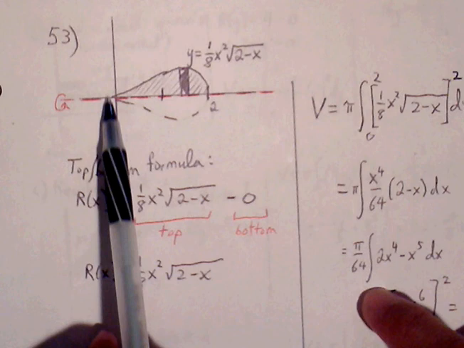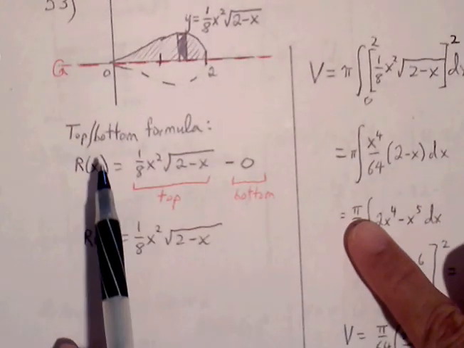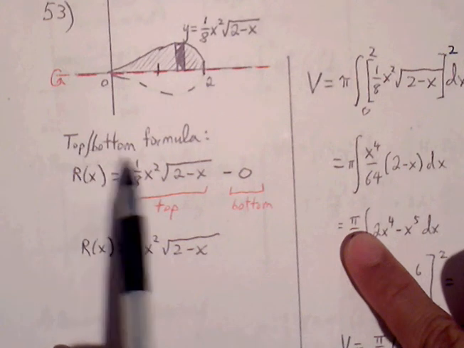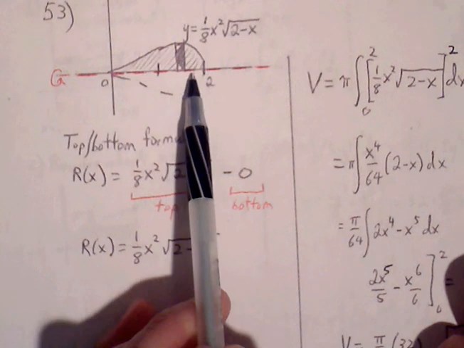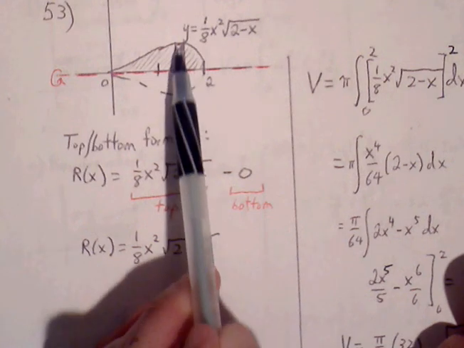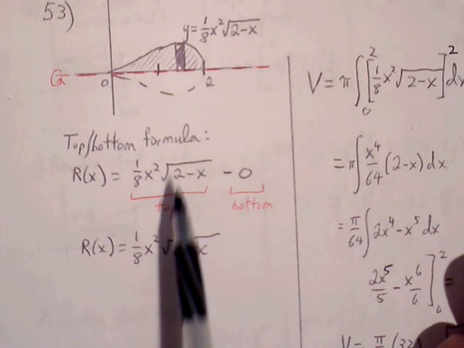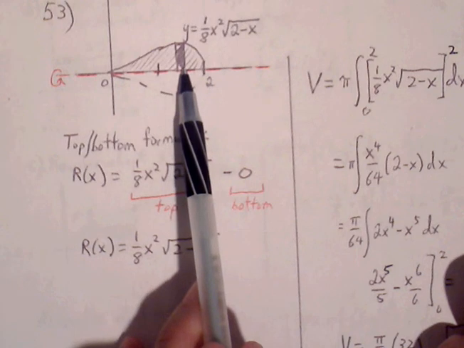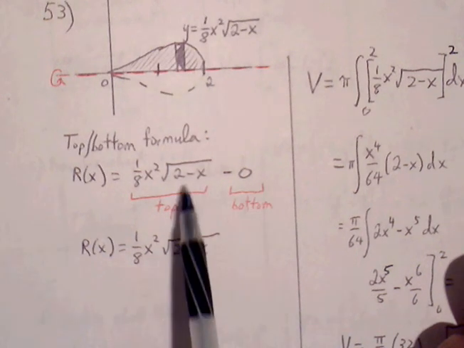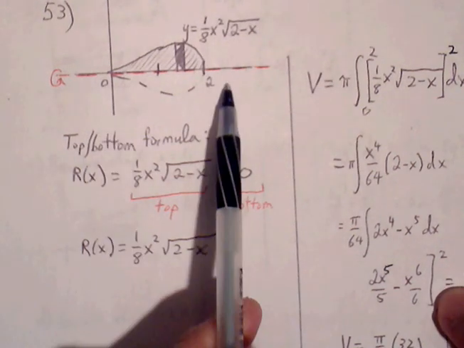And so we know we have to go through top minus bottom formula, because if we're starting on the axis and we're drawing to the curve, we're drawing a vertical radius. So we do top minus bottom. The top of the radius is hitting the curve, which is 1/8 x squared, square root of 2 minus x. The bottom of the radius is hitting 0. So we simplify that to be simply 1/8 x squared, square root of 2 minus x. And our bounds are from 0 to 2.